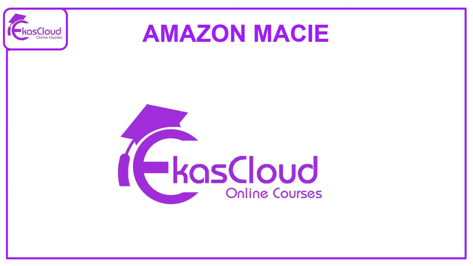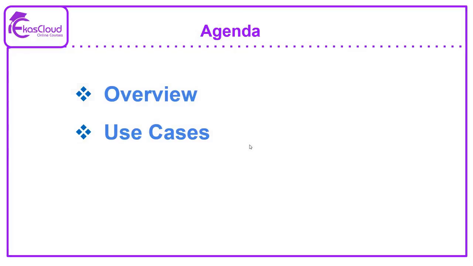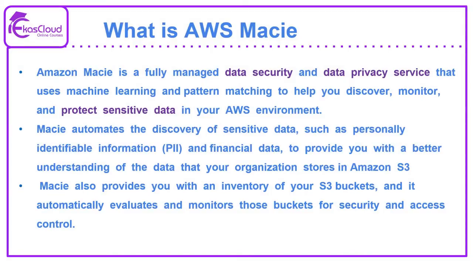On today's presentation, I will be giving an overview on Amazon Macie. And the agenda will be to give a quick overview and then to talk about the common use cases. Amazon Macie is a fully managed data security and data privacy service. It uses machine learning to work out a pattern and to help you discover, monitor, and protect sensitive data within your AWS environment.